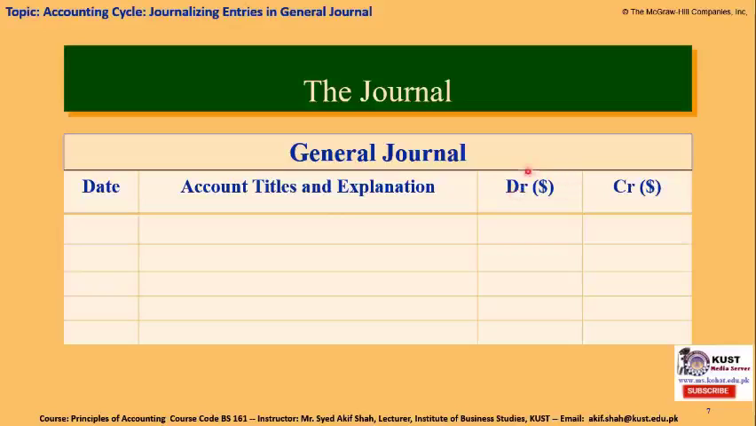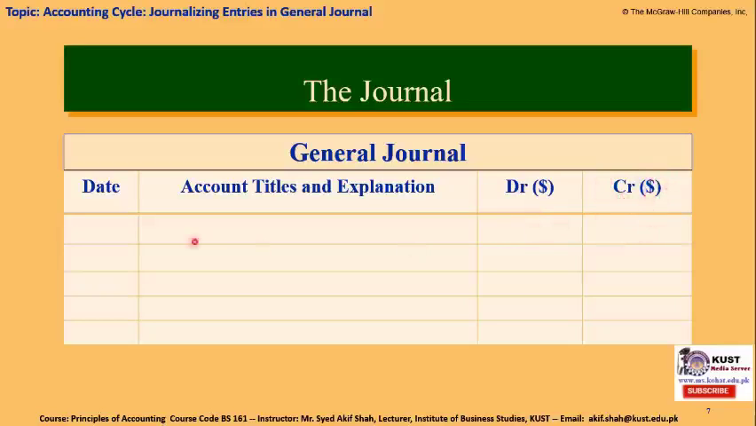The third column is for debit entry. DR represents the debit record, and the dollar sign is letting us follow the monetary principle. And the rightmost column refers towards the credit record or credit entries.